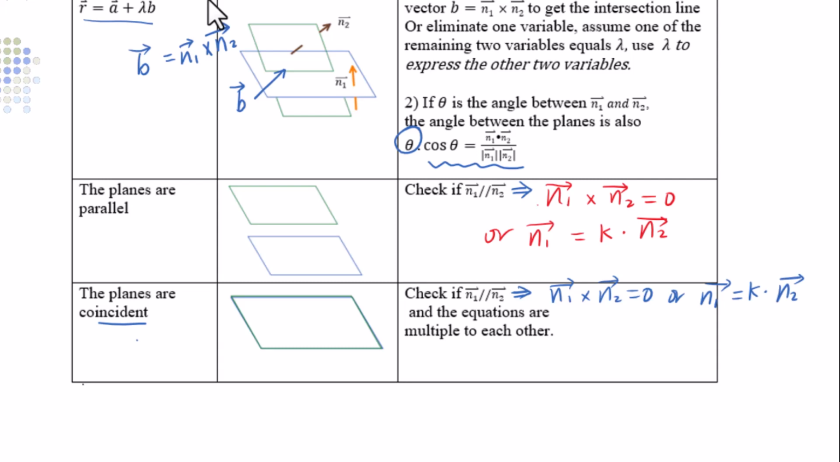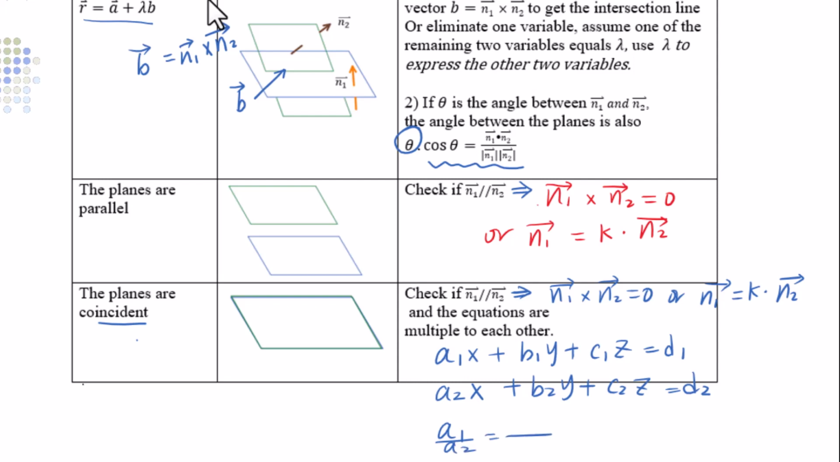And also the equations are multiples of each other. In other words, a1 over a2 equals b1 over b2 equals c1 over c2 equals d1 over d2 equals a constant number m. In other words, when this is true and this is true, the two planes are coincident.